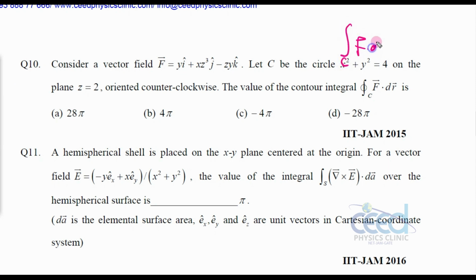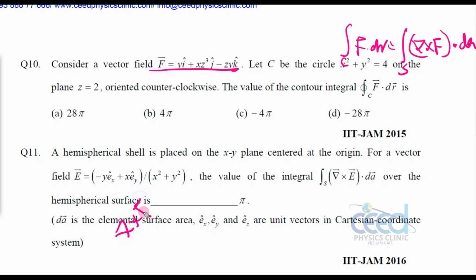So again I can convert this into surface integral del cross f dot dA, right? Del cross f dot dA using Stokes theorem. Alright. Now what is del cross f? Del cross f we can easily find from here. What is del cross f?